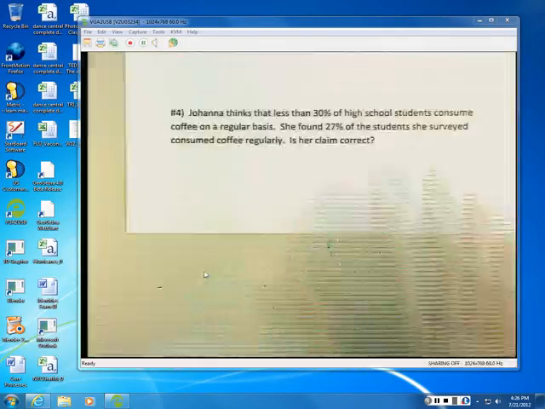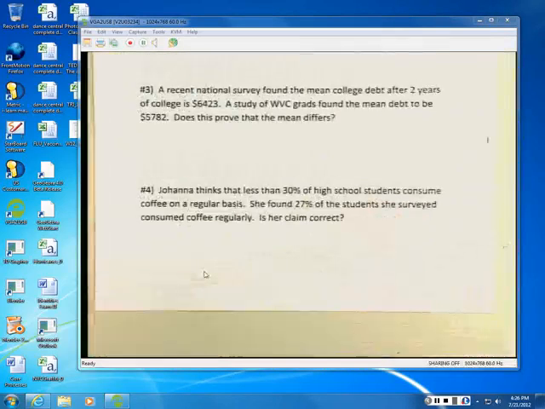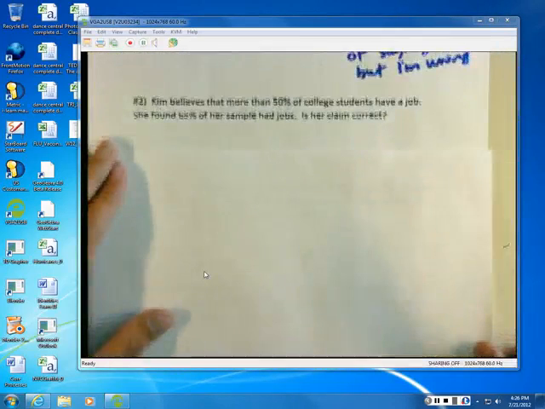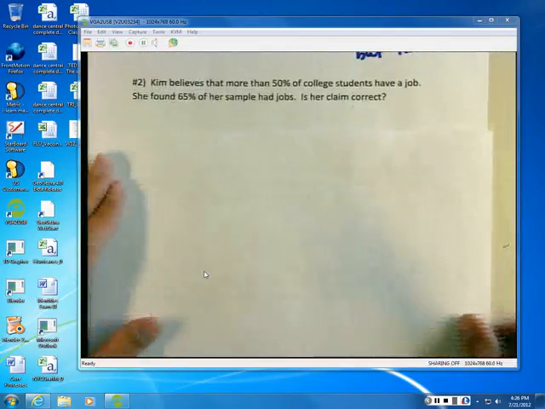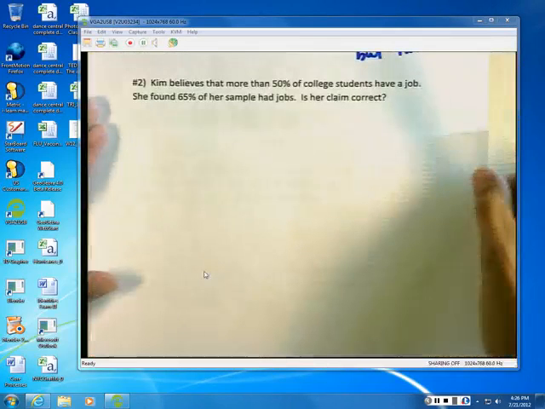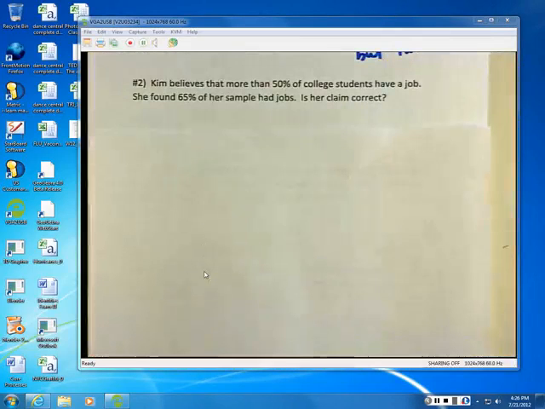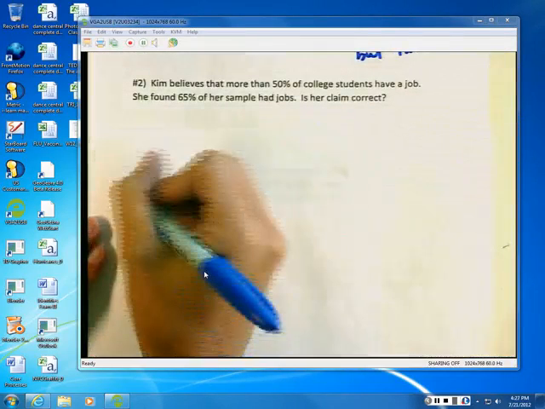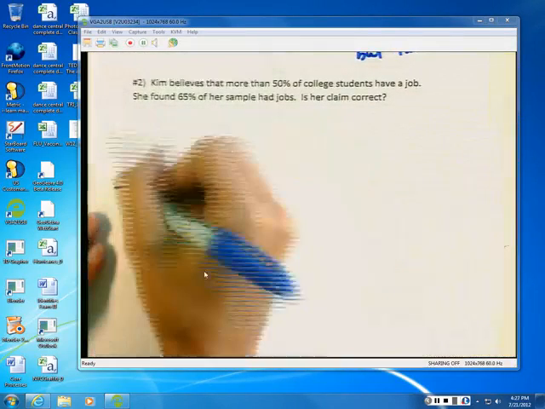Okay, we need another example so that we can keep practicing. Let's see, I want to look at number 2 next. There it is, number 2. Now, I didn't give you enough information to test these completely. I'll do that in a minute, but I really want to focus on these hypotheses since we haven't done any yet. Kim believes that more than 50% of college students have a job. She found 65% of her sample had jobs. Is the claim correct?